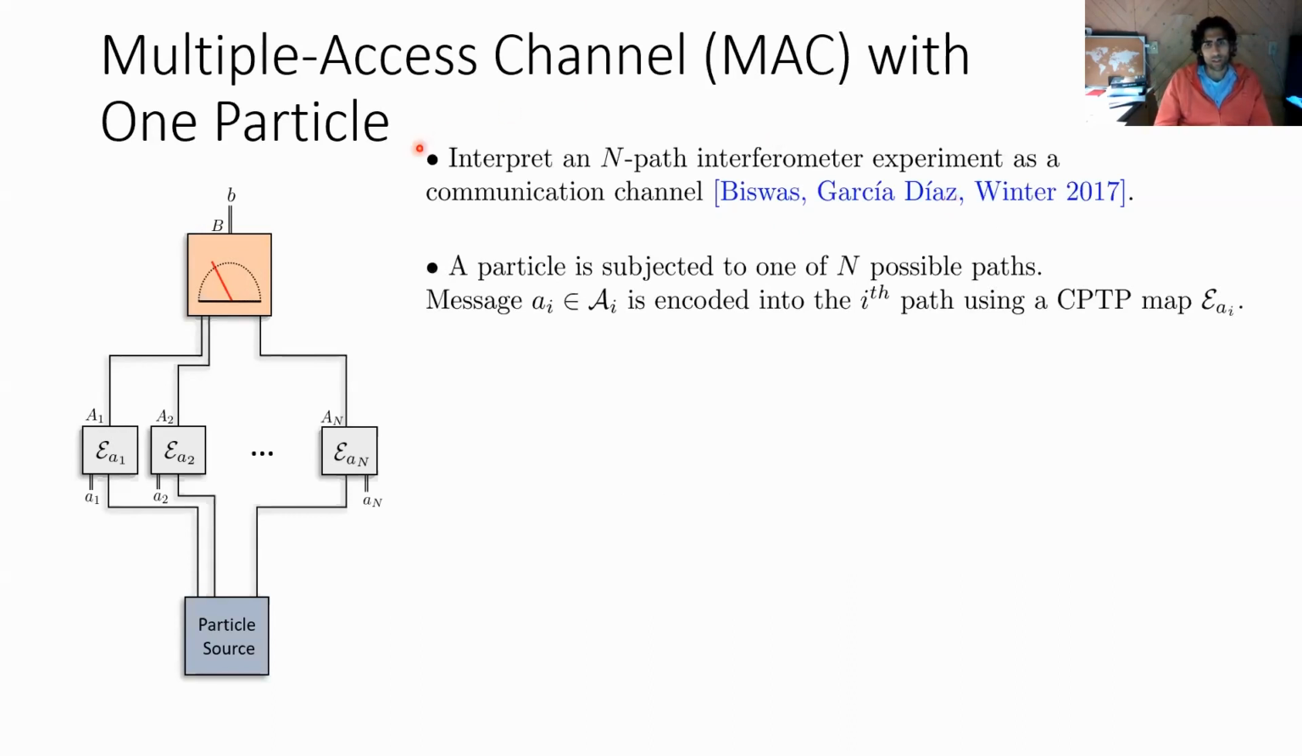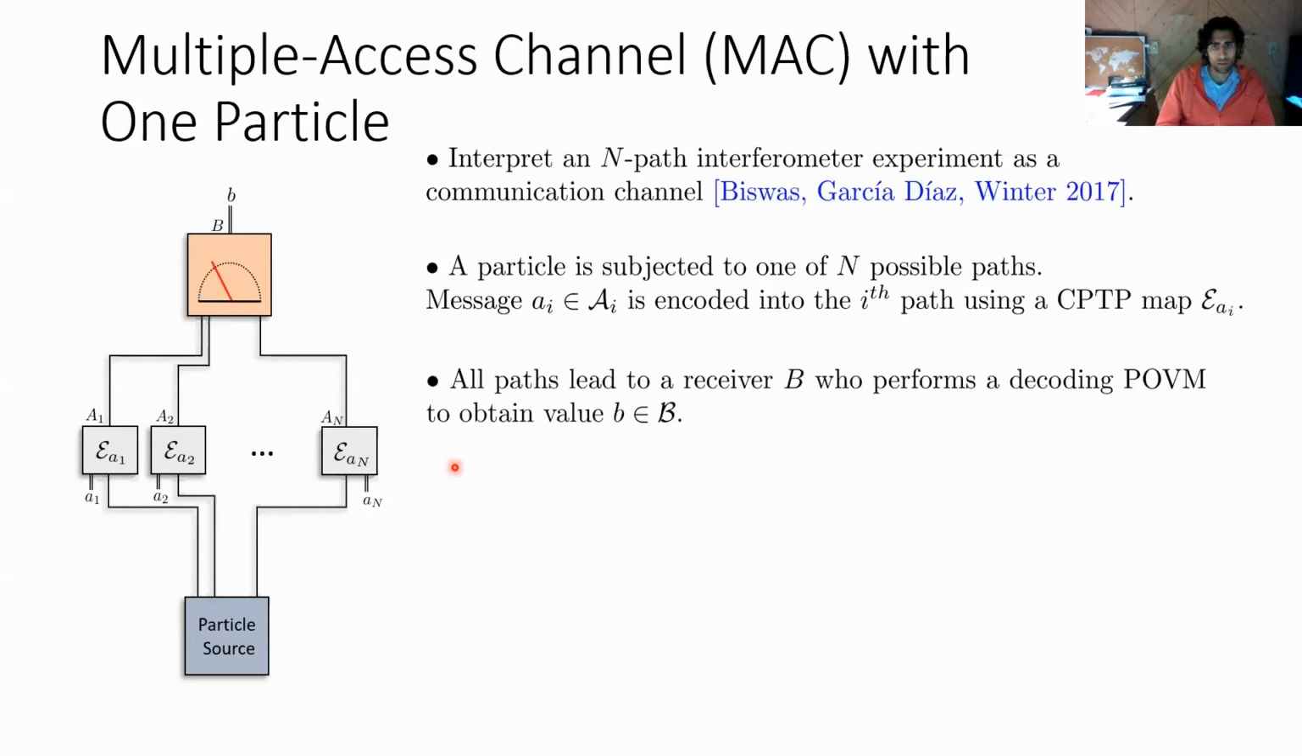And the way that it works is that there are n parties here, so A1, A2, AN, and each party controls a path between the source and the detector. And so then what the party will do is they have some classical data that they want to communicate, A1, A2, AN, and they'll perform some CPTP map along the path. And that will be their encoding operation. Okay, and all paths will lead to this receiver B, who then performs some big decoding POVM and obtains a value B.